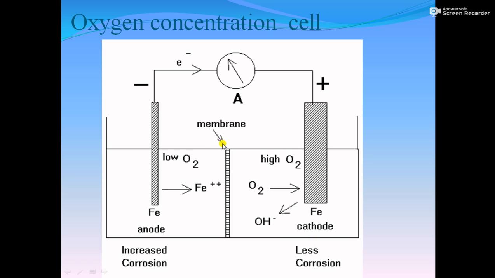Thus, the less oxygenated metal surface will undergo corrosion. As you can see, this is an oxygen concentration cell. Here the iron where the oxygen is more is going to work as the cathode. Here the iron which is in low oxygen is going to work as the anode. So here there is less corrosion, and here it will increase the rate of corrosion. In this way, it affects the rate of corrosion.